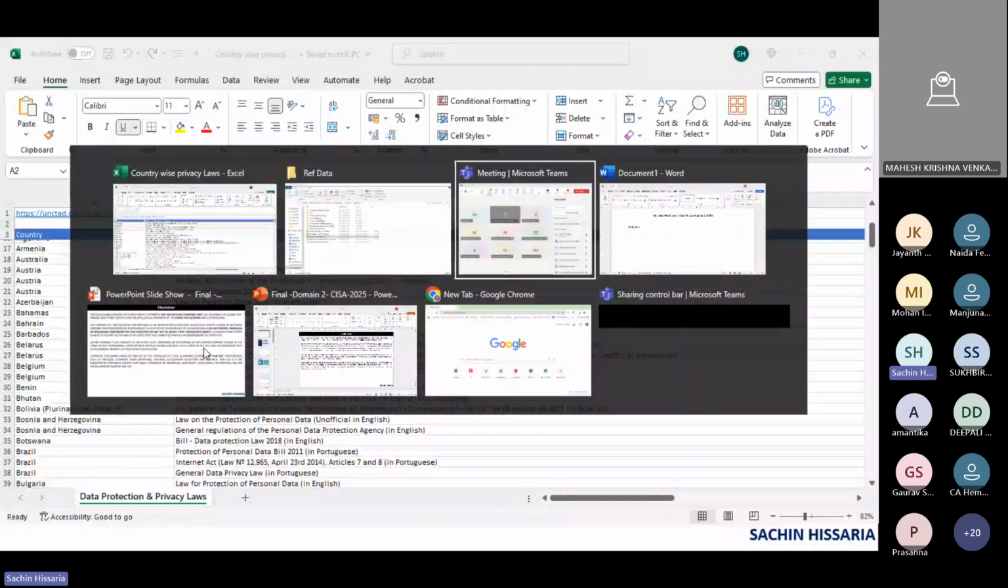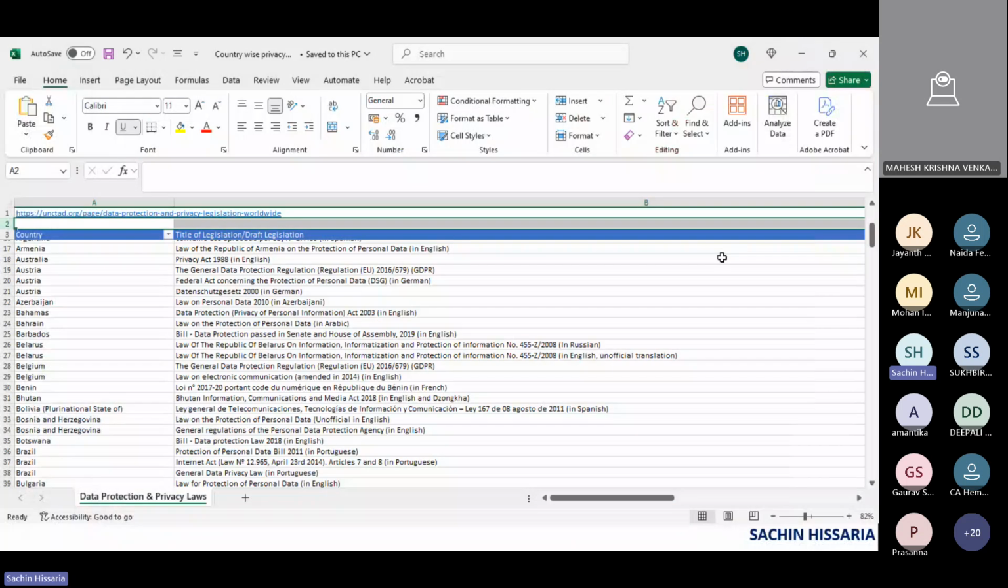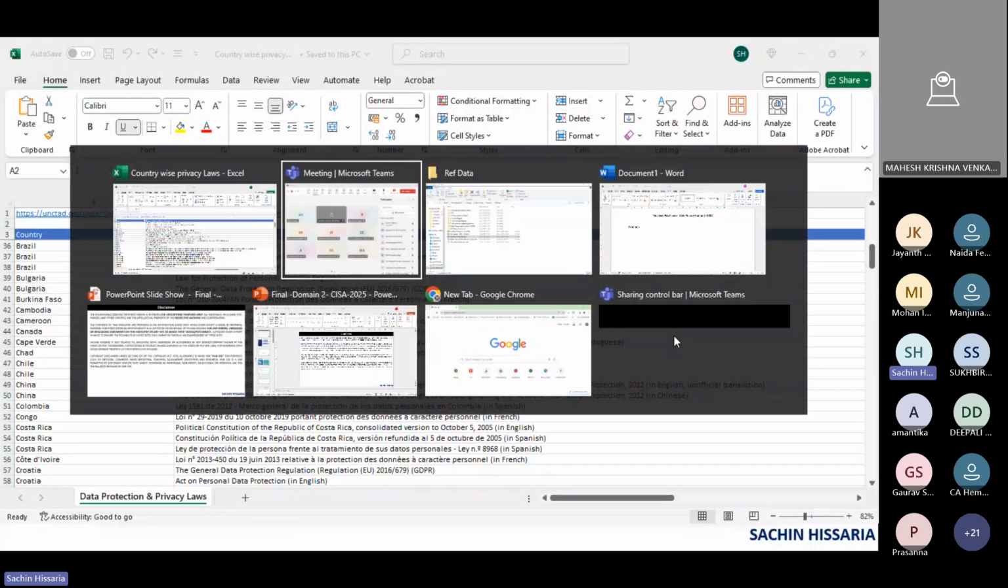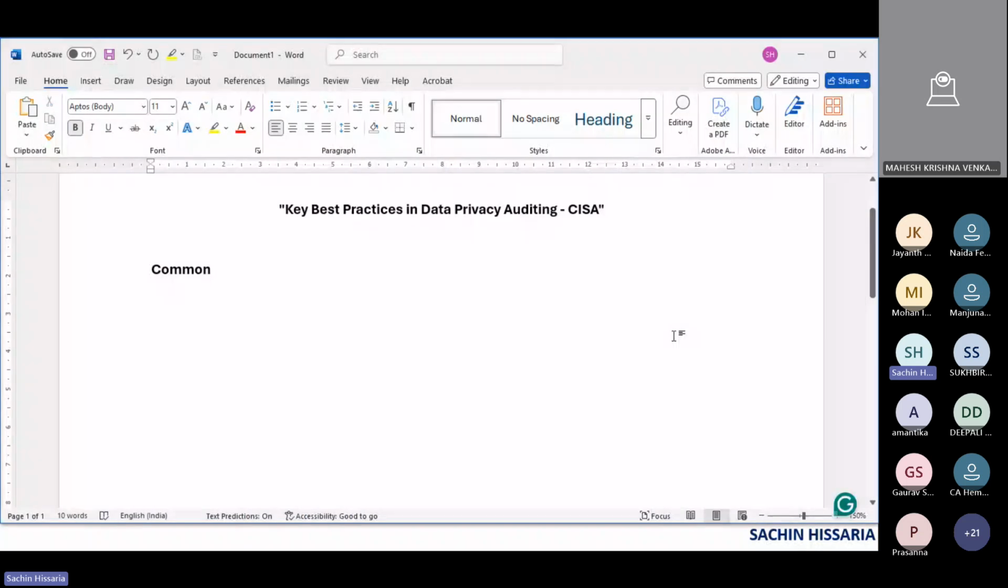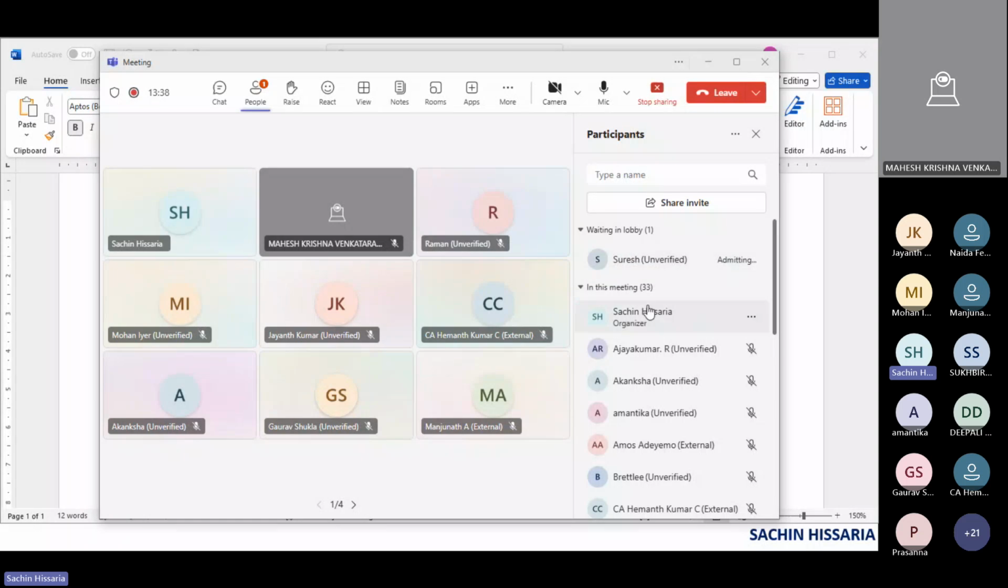Like you might have heard about the GDPR, correct? You might have heard about PIPEDA. So every country has their own data privacy law. In this webinar, we are going to discuss some of the common practices, common domains and common controls which you will find in almost all the data privacy laws, whether it is GDPR, DPDP or any other. So we will discuss that.